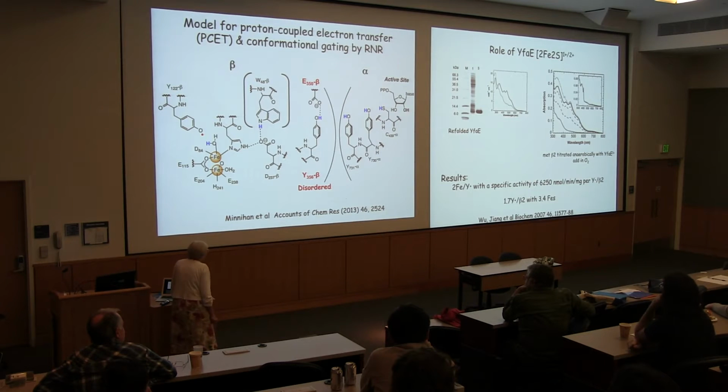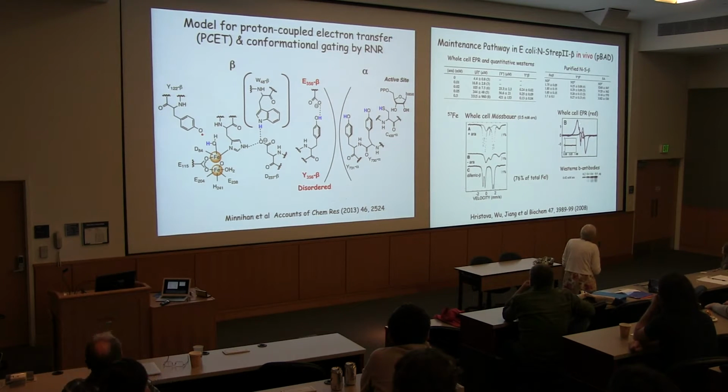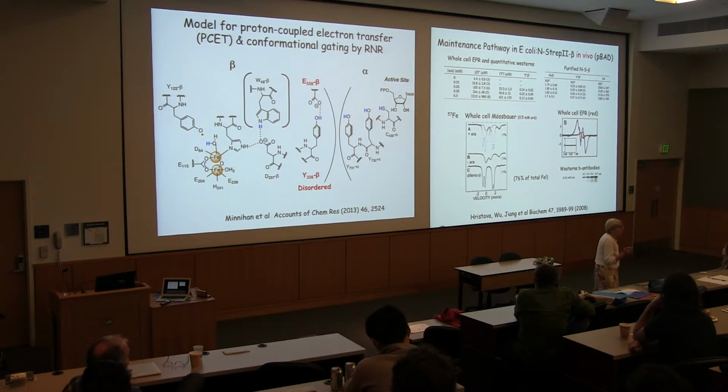Okay, so we've done whole cell EPR and whole cell Mossbauer. And this just shows you we can see it. E. coli is the worst of all the organisms we've looked at. We have to go to 100 micromolar to be able to see the EPR signal, whereas in yeast, we can see it at much, much lower concentrations for whatever reason.